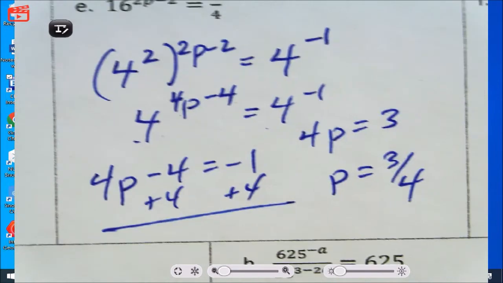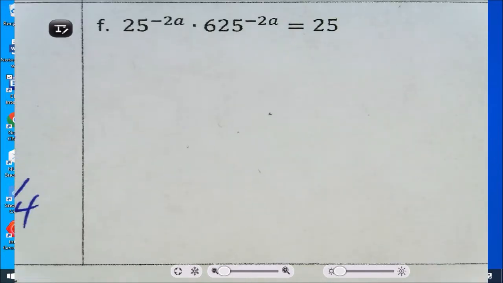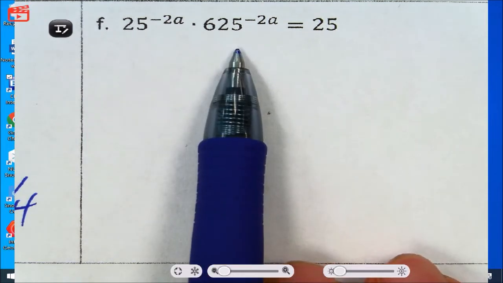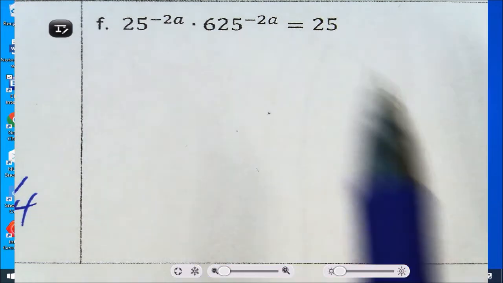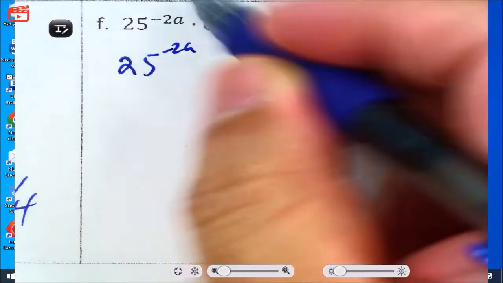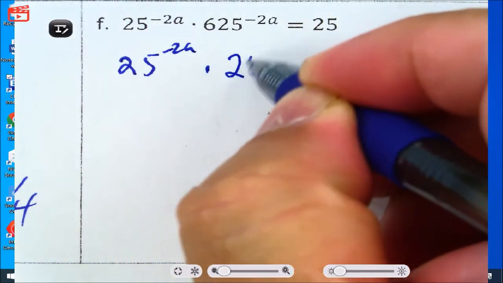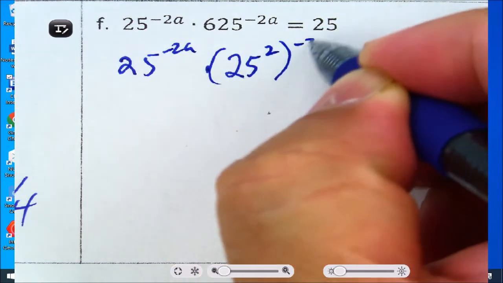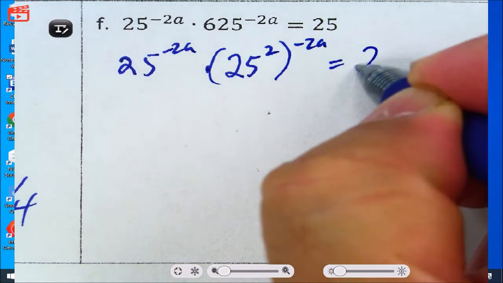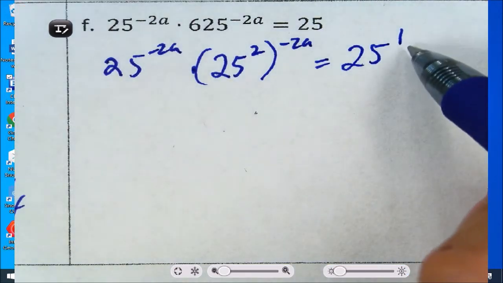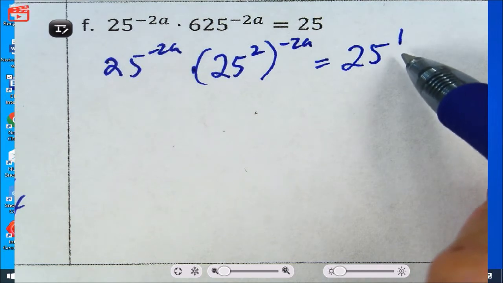Alright, F. Let's look at F. So this time I have 2 numbers over here. Remember 625 was 25 squared. So I'm going to do 25 to the negative. So I'm doing nothing with the first one. I'm writing 625 as 25 squared with a negative 2a on the outside. And I'm copying the right-hand side and writing the exponent of 1 for emphasis.